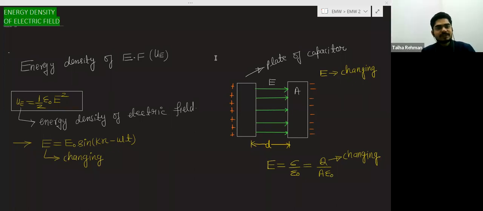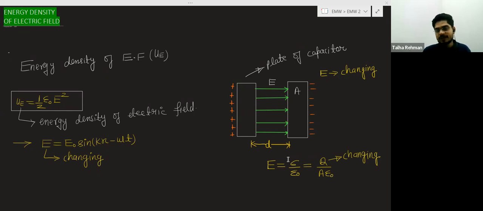So we are discussing the energy density of the electric field. Basically this is the parallel plate capacitor, and it is in the charging condition. So the charge on the plates of the capacitor will increase, and due to that charge there will be an electric field in between the plates. The electric field is always from positive to negative charge. So these will be the electric field lines, and this electric field will be variable. Why? Because the charge on the plates of the capacitor is changing.